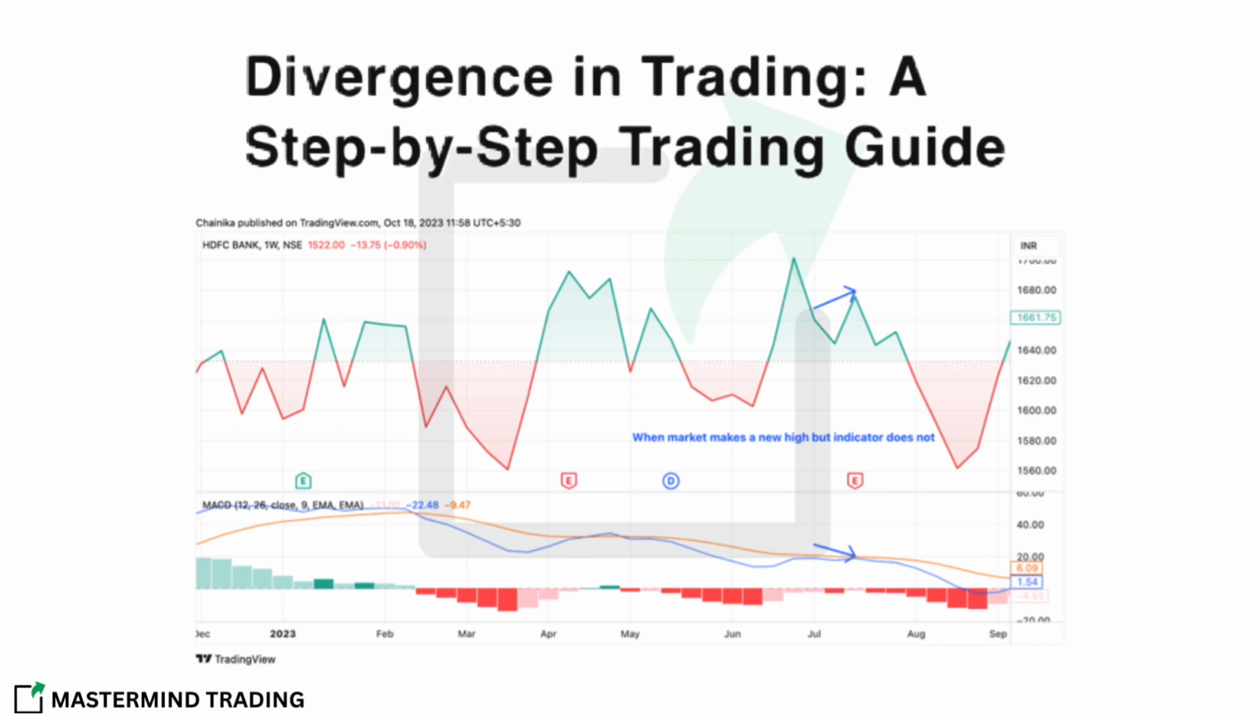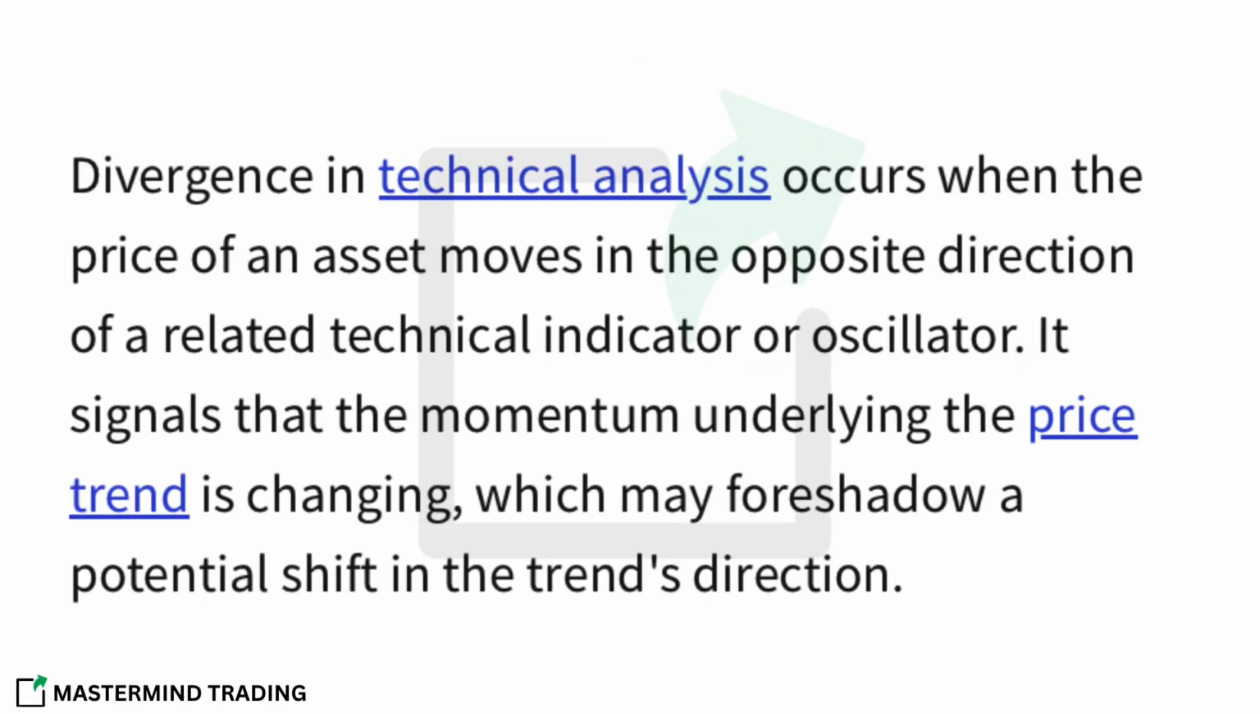In recent videos, we've looked at some of the indicators that we have, as well as how traders look to use indicators. Now in this video, we want to look at what usually happens when there's a discrepancy, a disagreement between the signal you're getting from your indicator and the signal you are getting from your price chart. So basically the concept is known as divergence in trading, and divergence in technical analysis basically occurs when the price of an asset moves in the opposite direction of a related technical indicator or oscillator.